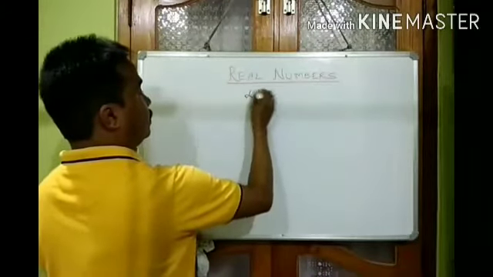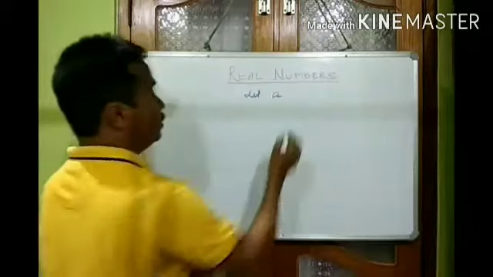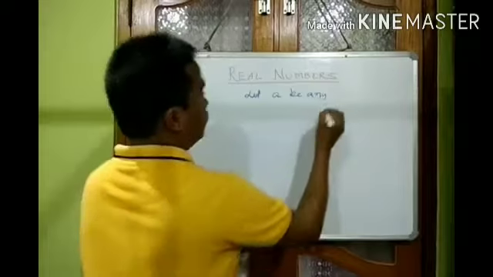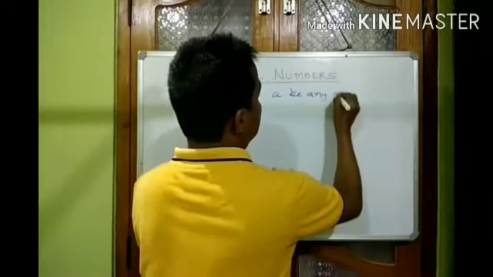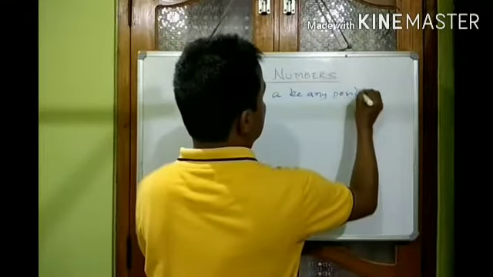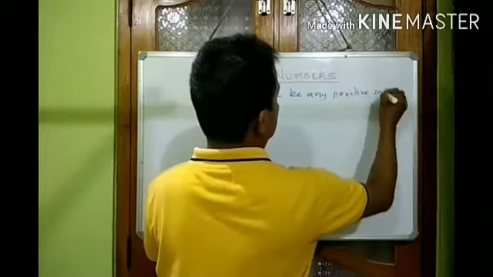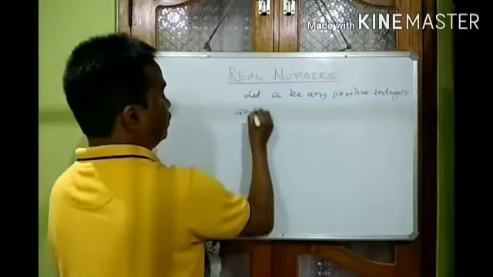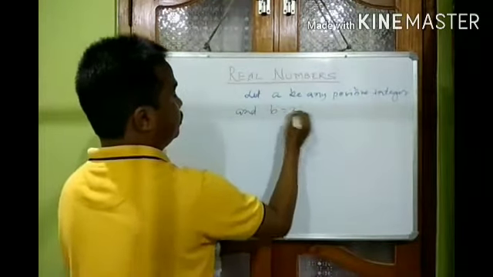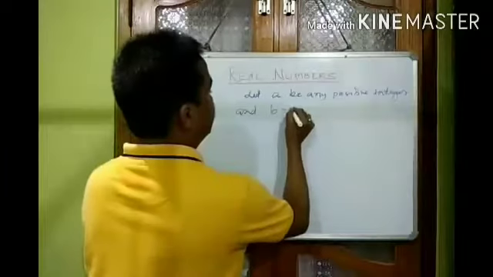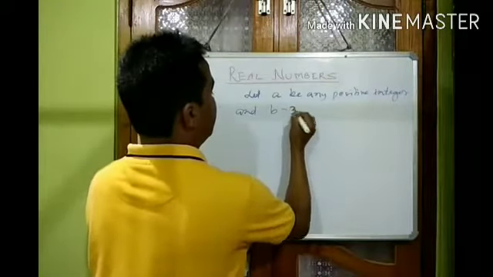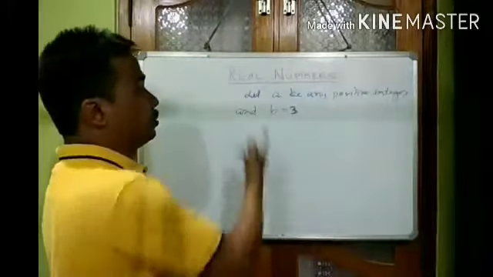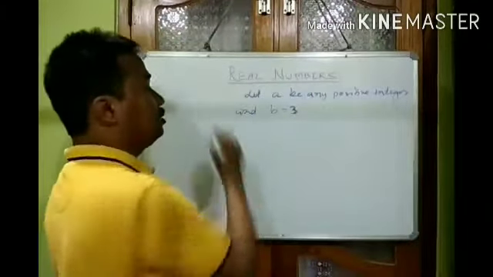Let a be any positive integer and b equal to 3. a is unknown, a is an integer, and there are two numbers in Euclid's division lemma, a and b. Suppose a is any positive integer and b is equal to 3.